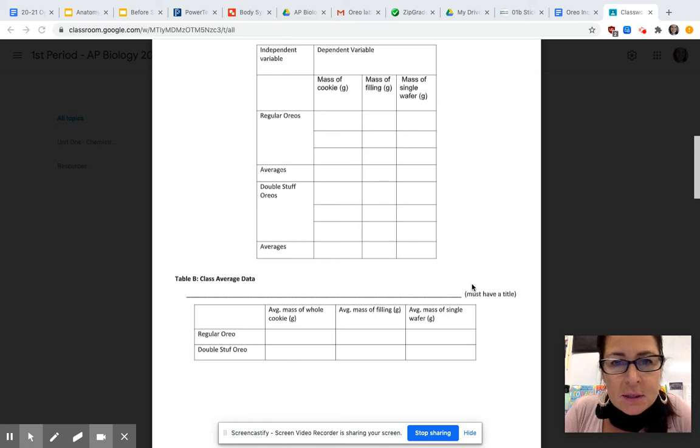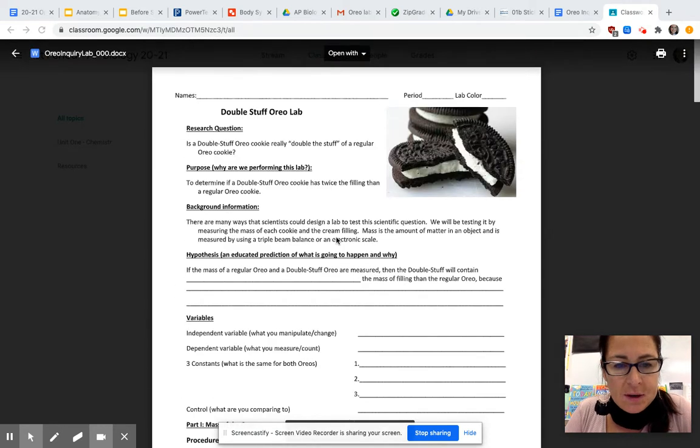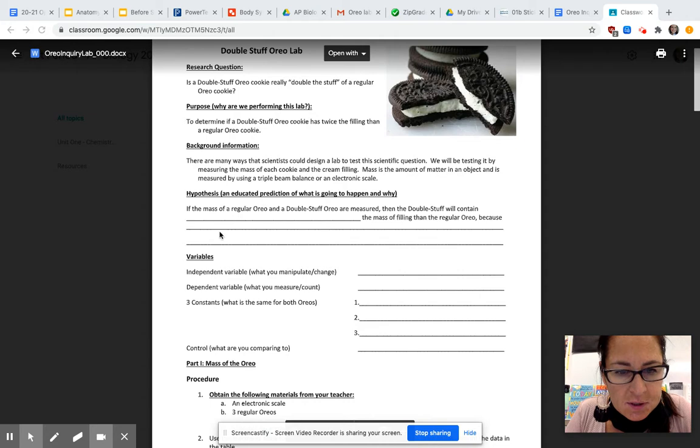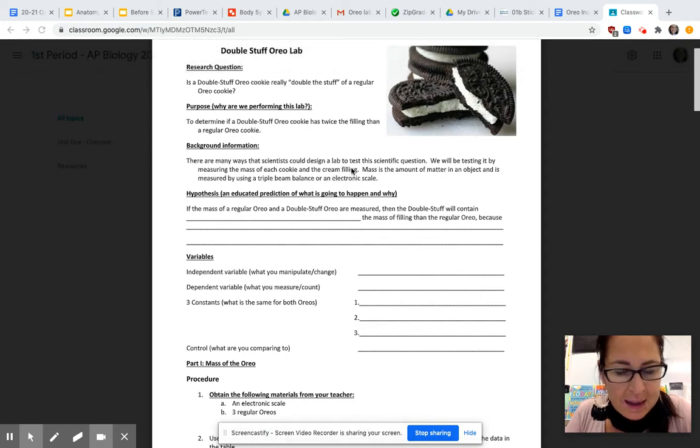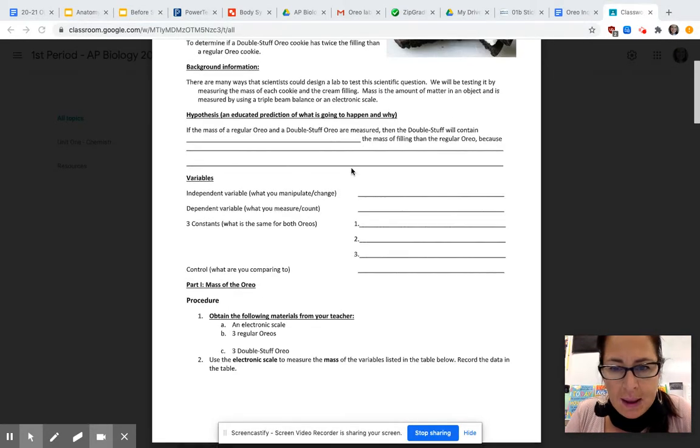All right, students, there was some confusion on the Oreo lab, and that's my fault, and I apologize that I was not clear on doing that. So this is the Oreo lab that you're filling out, and you were supposed to have had this part finished before you came into class today. If you didn't, just go back to do it now.